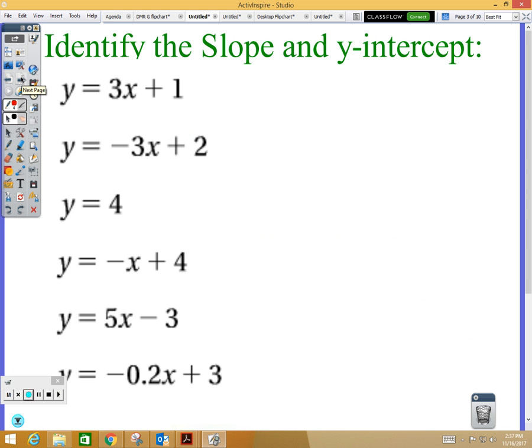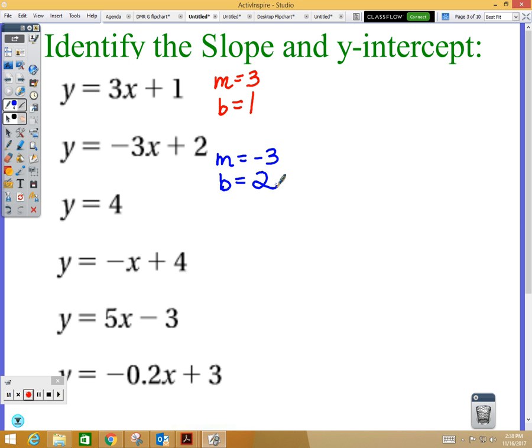So looking at these equations, let's practice this real quick. I know we kind of already did this, but some of these, you can see like this one, for instance. We talked about that a little bit today. But let's start with the top. So in this first one, what is the slope? 3. So m equals 3, b equals 1. And the second one, slope equals negative 3, y-intercept equals 2.